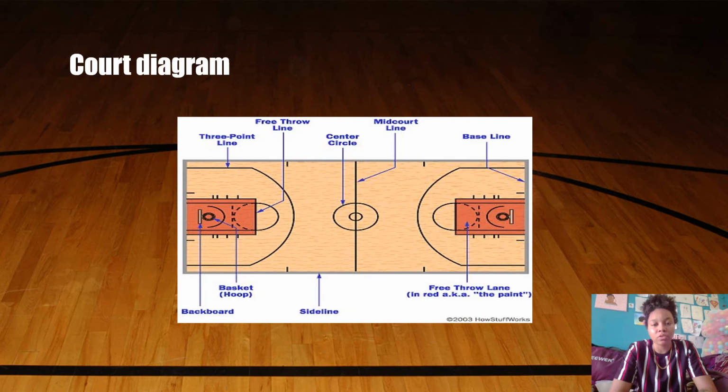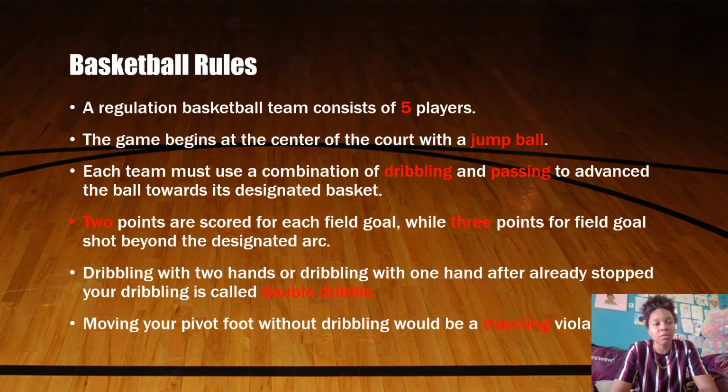Your center circle is where a jump ball takes place. We have the sidelines, where you take out the ball during gameplay. And then once again, your free throw line, we have a 3-point line. This is where you can shoot your shots and score a 3. Your basketball hoop is on both sides of the court. And then we have a backboard, which you can use when shooting a basketball to bounce the ball off into the net. And then basketball rules, so really quickly, a regulation basketball team consists of 5 players.